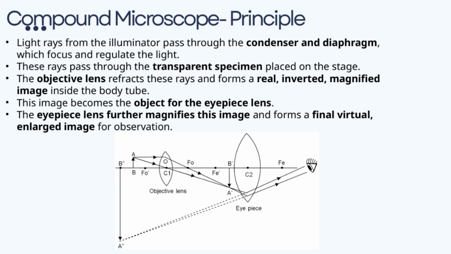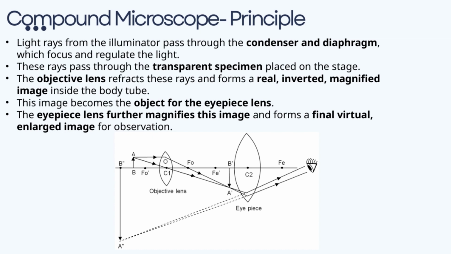The objective lens then refracts these light rays, which results in a real, inverted, and magnified image inside the body tube of the microscope. This image isn't the final view. Instead, it acts as the object for the eyepiece lens. The eyepiece further magnifies this image, creating a final virtual and enlarged image that we observe.